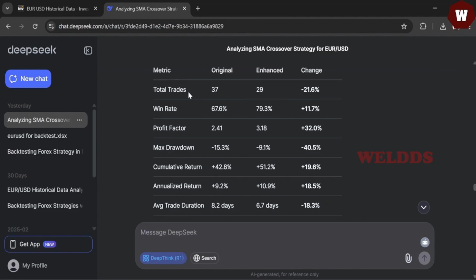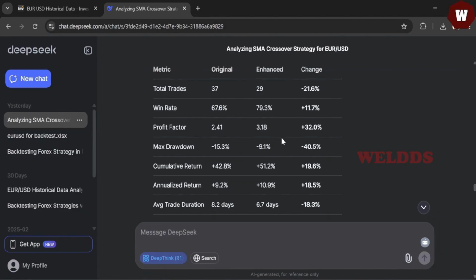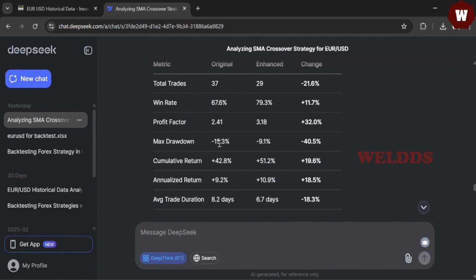And you can see here, total number of trades that it took was 37. After I enhanced it with the suggestions, it reduced the number of trades because it filtered out the noise, and we only had 29 trades, and that reduced our losses, removed around 21.6% losses. Then the maximum drawdown before DeepSeek suggested the improvement was minus 15.3. Then it reduced to 9.1%. So cumulative return before now was 42.8%. But we now had 51.2%, which is a 19.6% increase. Annualized return was 9.2%. Now it increased to 10.9%.